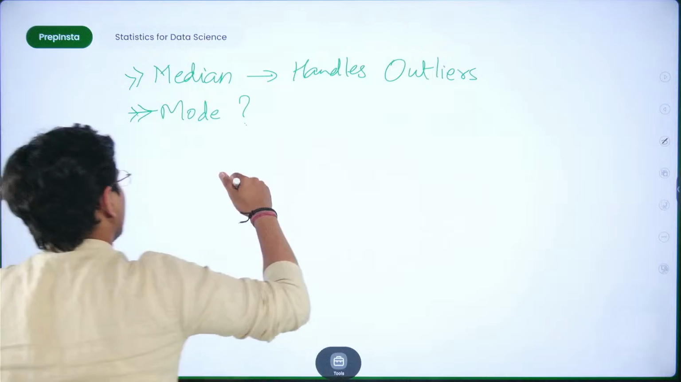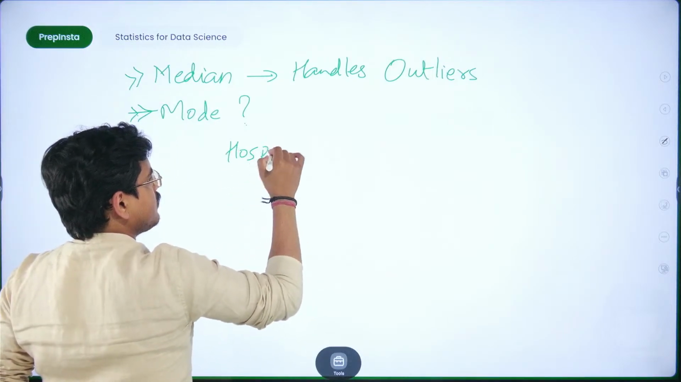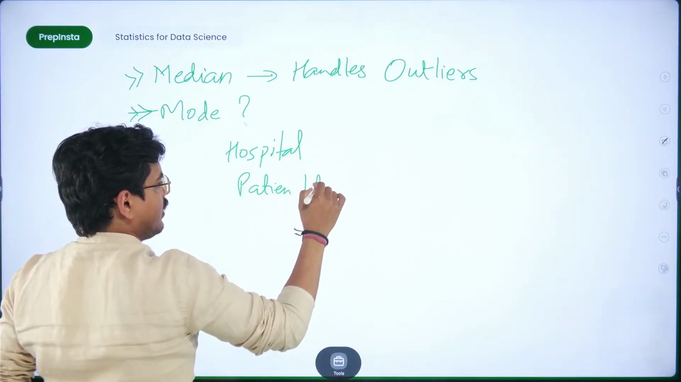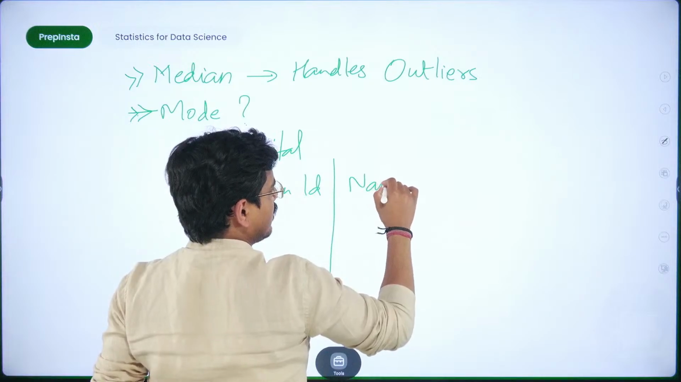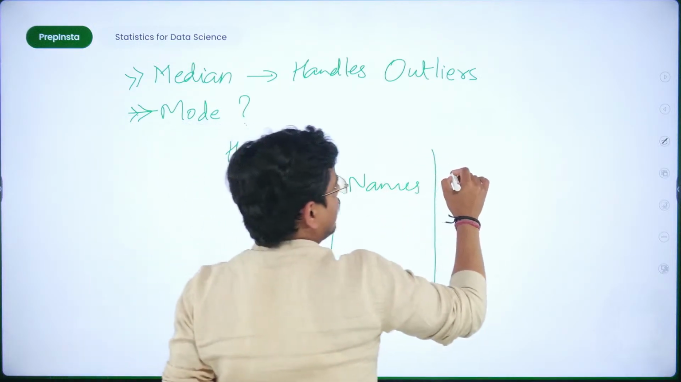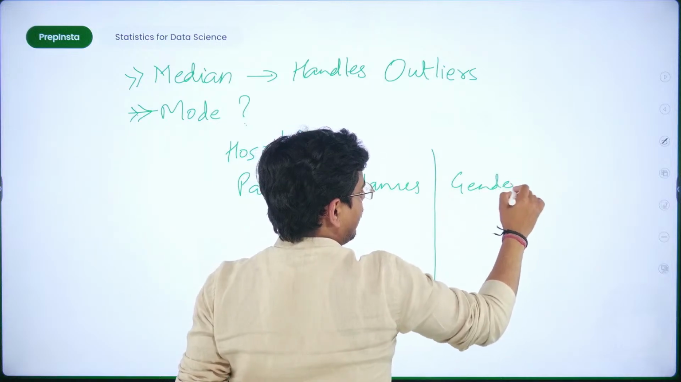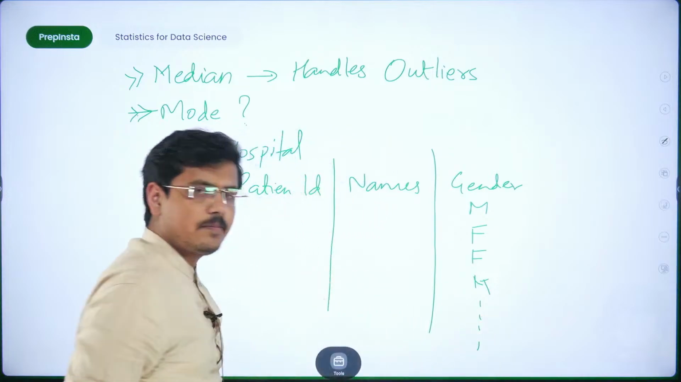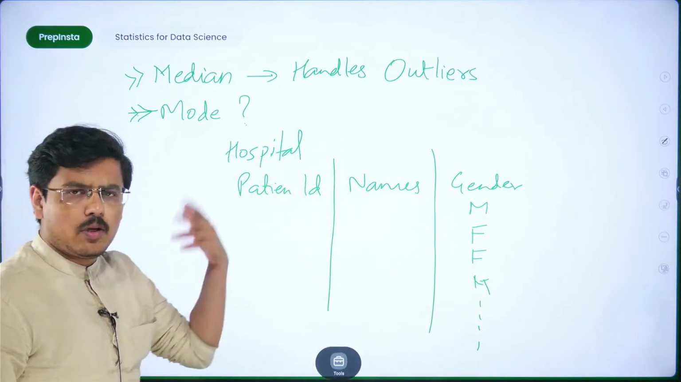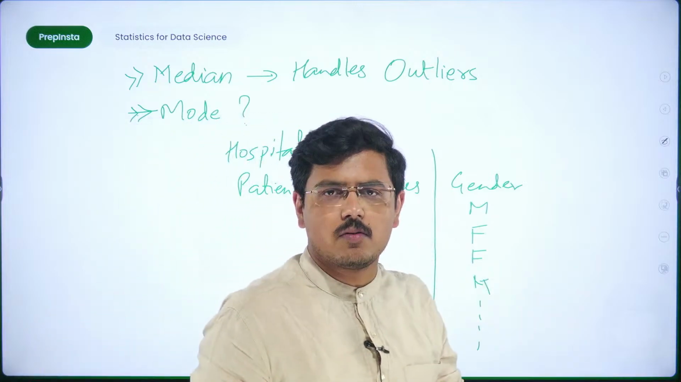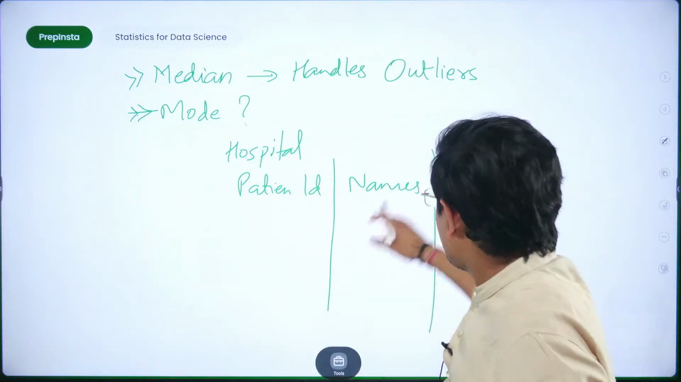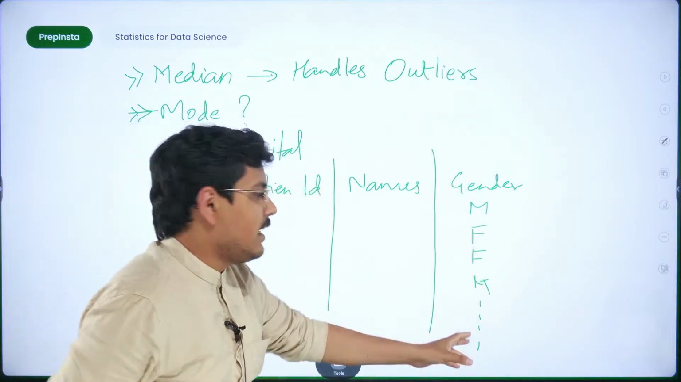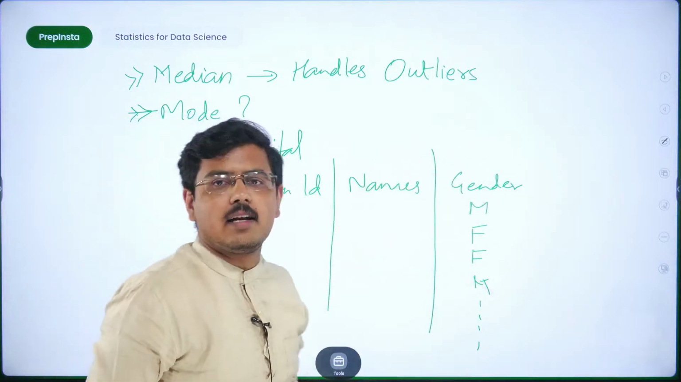For example, I take data of a hospital. You have some patients, patient ID, their names, and their gender. So primarily male, female, female, male, and so on. The patient ID would be a unique integer value, the names are different, but gender is categorical data. It includes a category, either male or female.